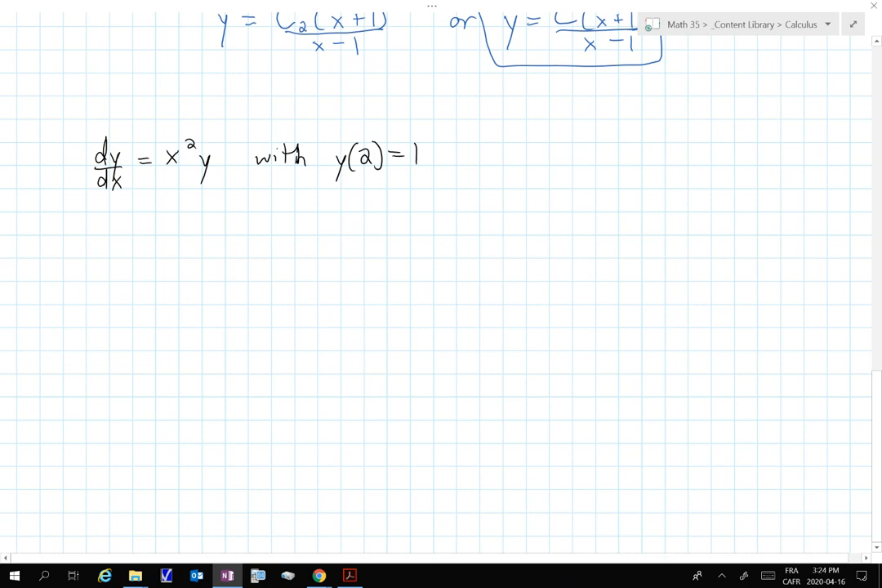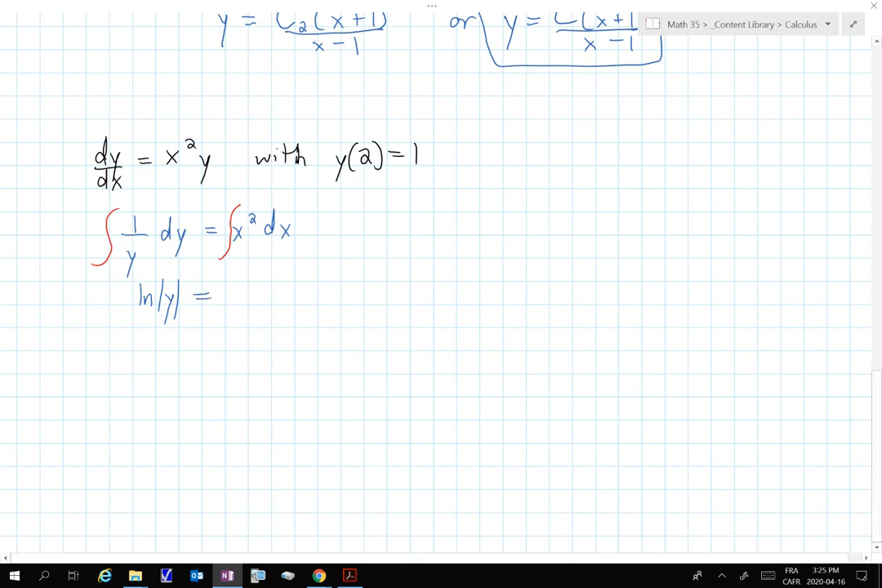This one is separable. I've got 1 over y dy equals x squared dx. So a little bit nicer in terms of the integration we're going to have to do here. We're not going to have to do any partial fractions. It's just going to be straightforward. On the left-hand side, I've got the natural log of the absolute value of y. Again, I'm not going to be too picky if you don't write that absolute value of y. It's just a decent habit to have. But because in the end, we're going to ignore it anyway, it doesn't really matter.